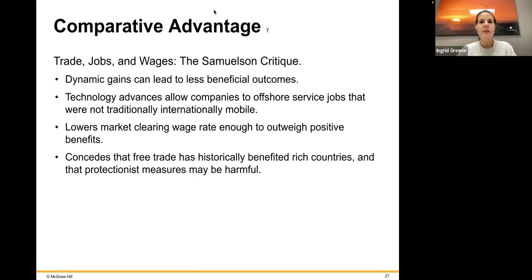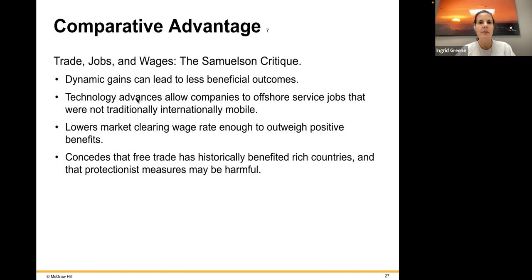So now we'll talk about the Samuelson critique. He talks about trade, jobs, and wages. They're dynamic gains that can lead to less beneficial outcomes. And he's saying that not everything about the Ricardo model works perfectly, and not everything about free trade is great. Technology advances allow companies to offshore service jobs that were not traditionally internationally mobile, right?